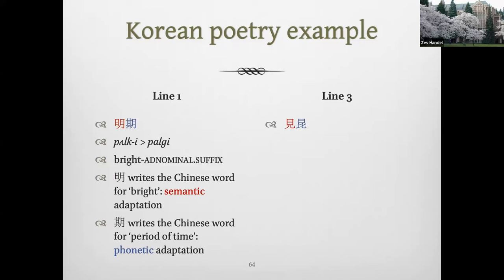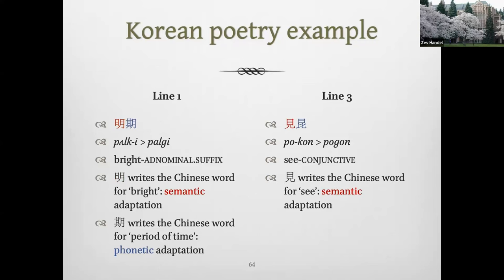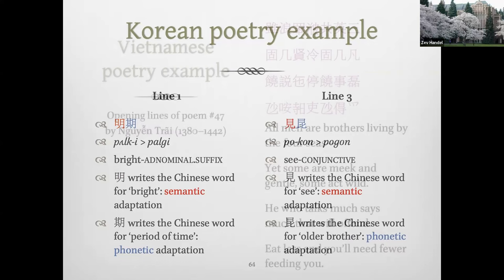And in line three, pogon, meaning see, and then the see root is written with a Chinese character that writes the Chinese word to see. And the suffix is written with a Chinese character in which we ignore the meaning of older brother and just use its pronunciation because it matches the pronunciation of the Korean suffix.